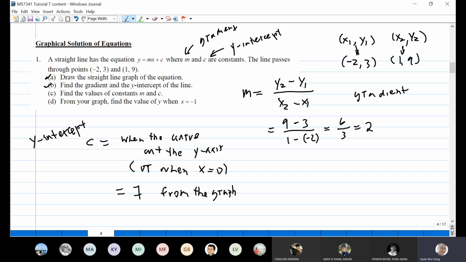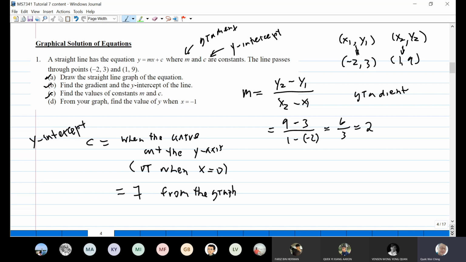Okay, find the value of the constants M and C. So M is equal to 2, C equal to 7, right? So actually all the answers are together already. C is equal to 7, M equal to 2.